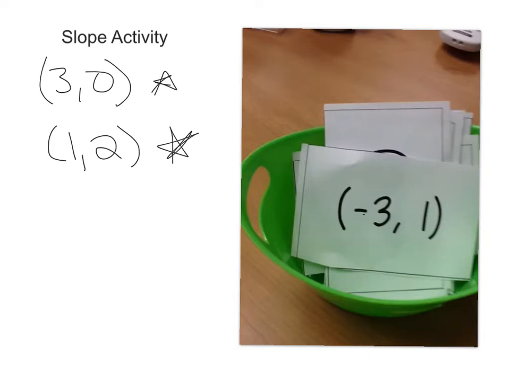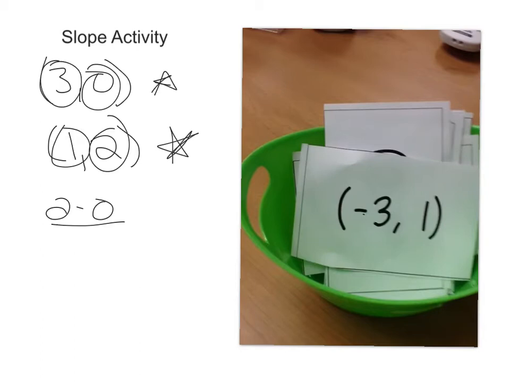So for my slope, for example, y sub 2 minus y sub 1 over x sub 2 minus x sub 1, and that will give me my slope. 2 minus 0 is 2, 1 minus 3 is negative 2. So my slope would be negative 1, because 2 over 2, and this one's negative, would give me a slope of negative 1.